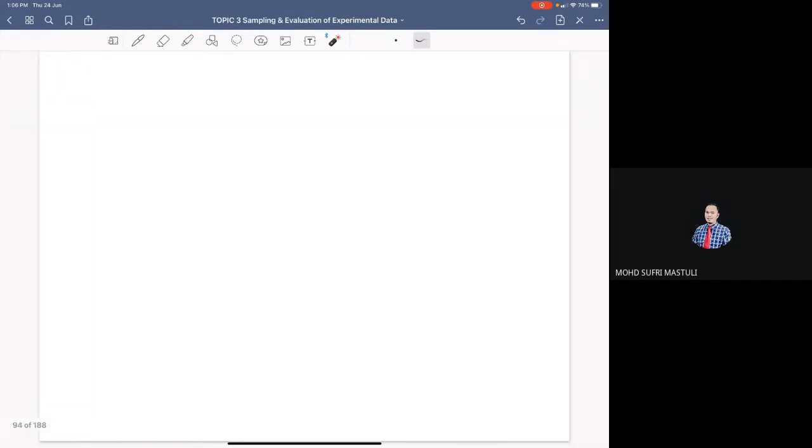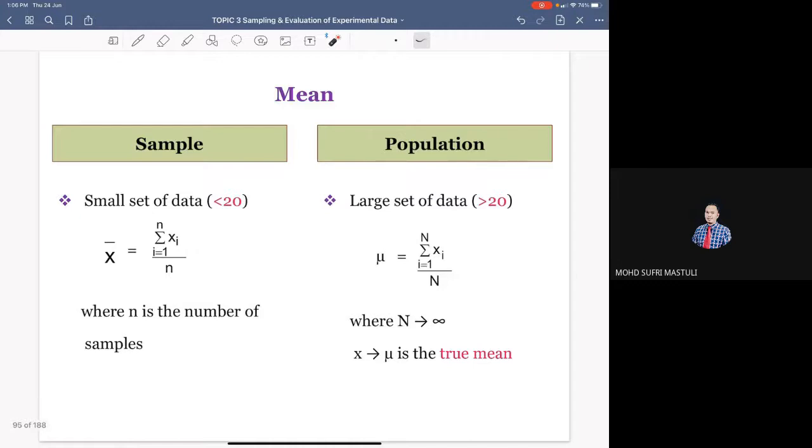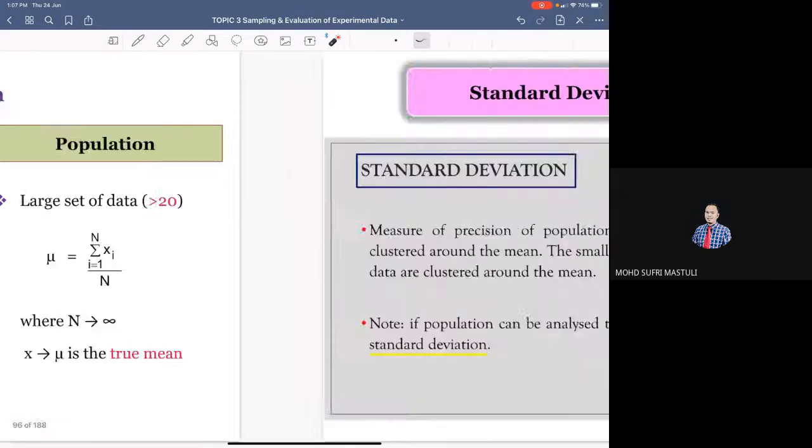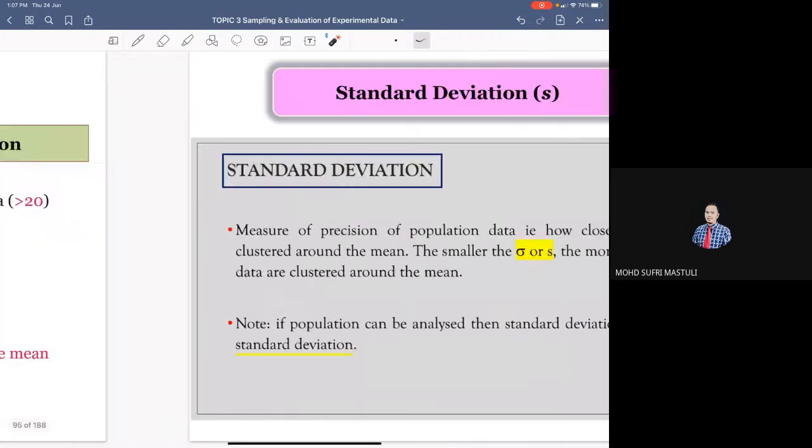So you can try. Okay, I think that's all for this video. In the next video, we will continue on the mean and also standard deviation.